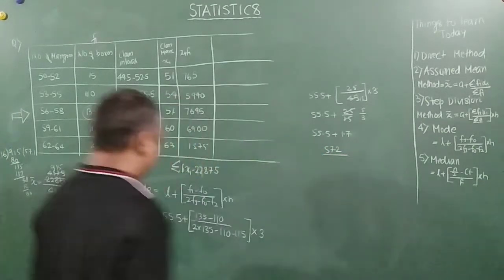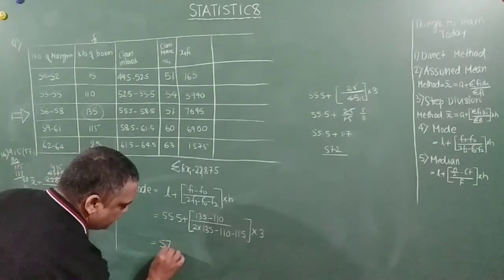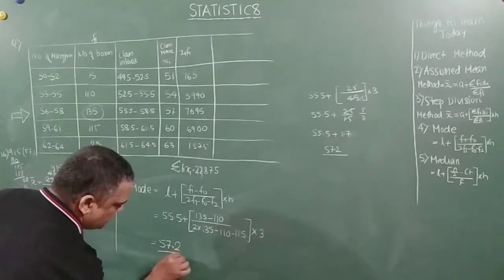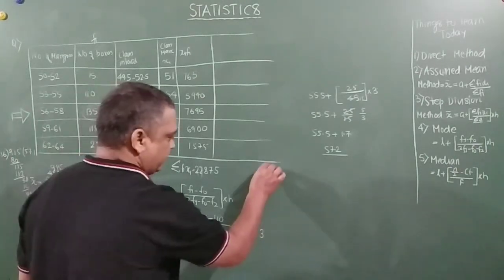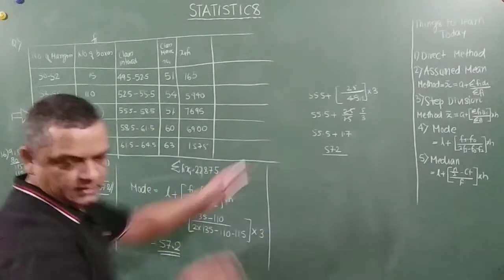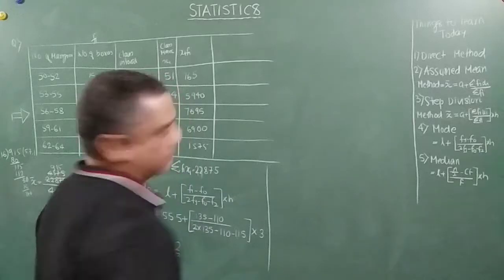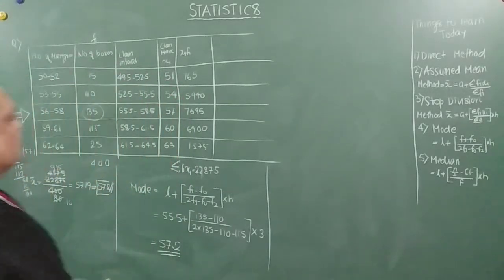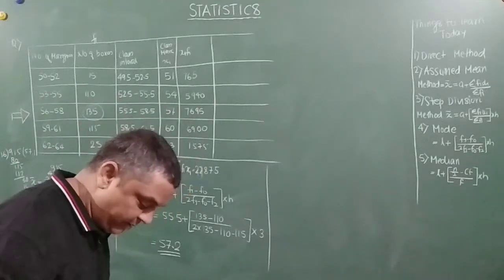57.2. So the mode is 57.2 for this data. Even the median was also the same, right? Now I'll remove this calculation part of it. So mode we have got. This is my modal class. Now coming on to the median, friends.